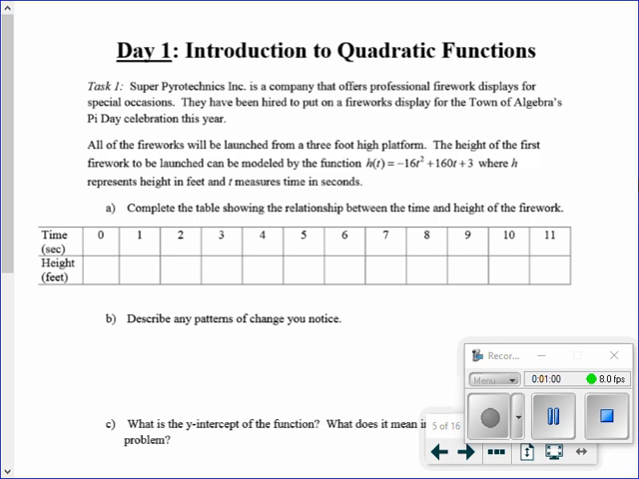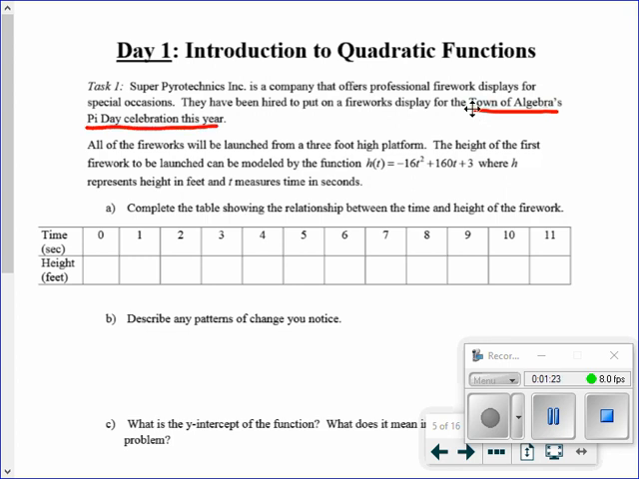So I'm going to start right off. Day one, page one. We're not going to do all the tasks in this, but this is giving us a little heads up of what's going on. So we've got the Super Pyrotechnics Inc. company that offers professional firework displays. And they have been hired to put a display on for the town of Algebra's Pi Day celebration.